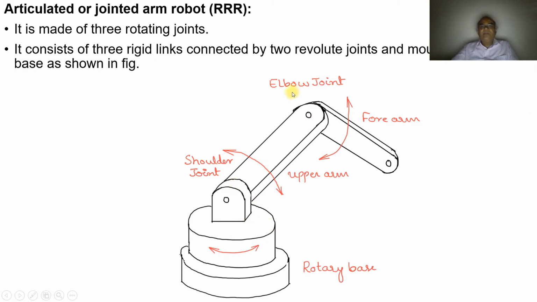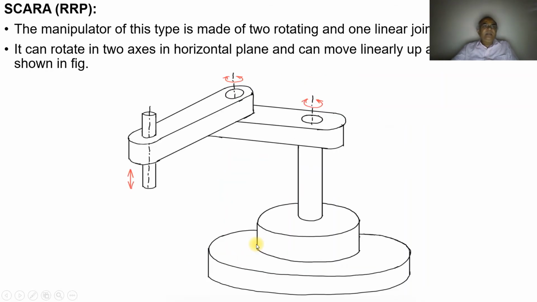As shown in the figure, one is the elbow joint, which is the forearm, which moves up and down like this, and here is the shoulder joint, which is the upper arm, which rotates like this. And there is one more, which is called the rotary base. Then we have SCARA.